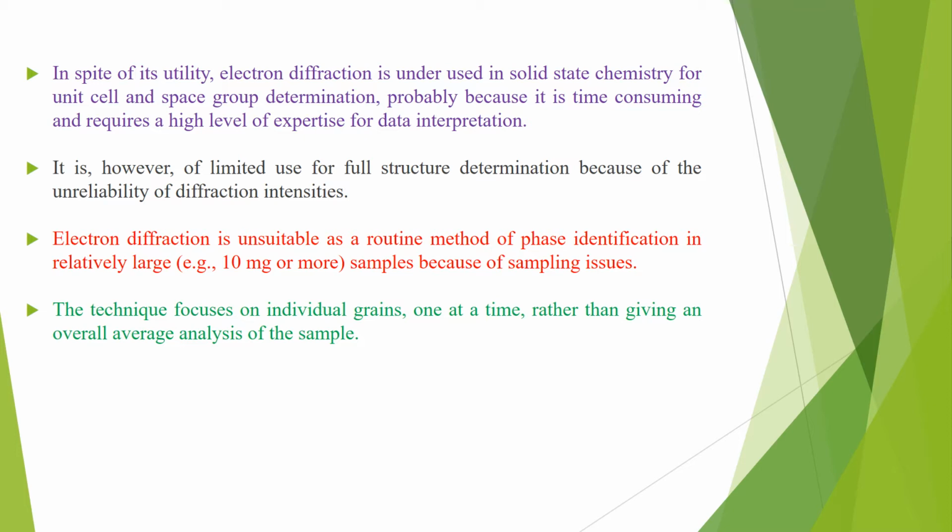Electron diffraction is unsuitable as a routine method of phase identification in relatively large samples, and samples of 10 milligram or more, because of the sampling issue. The technique focuses on individual grains one at a time, rather than giving an overall average analysis of the sample.